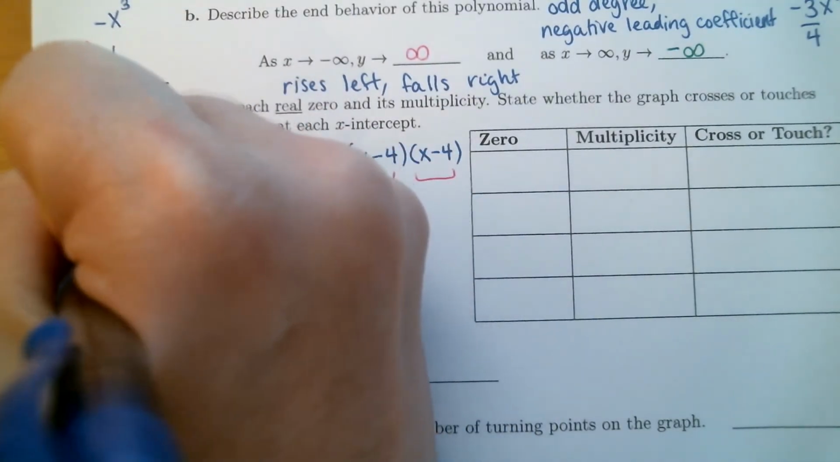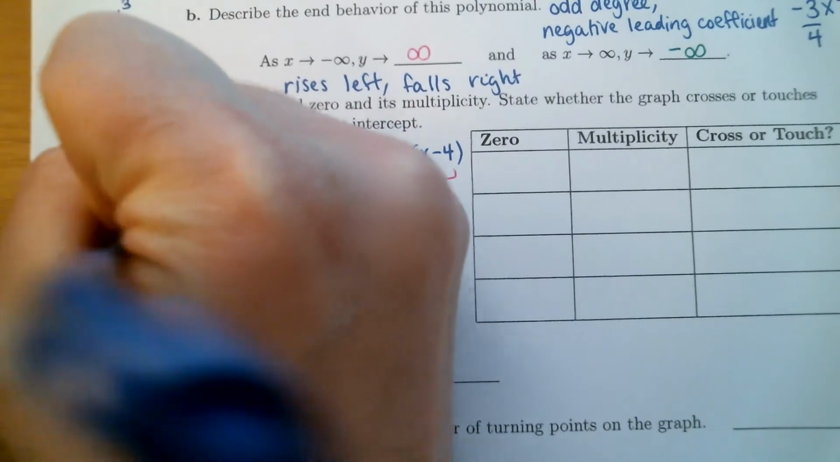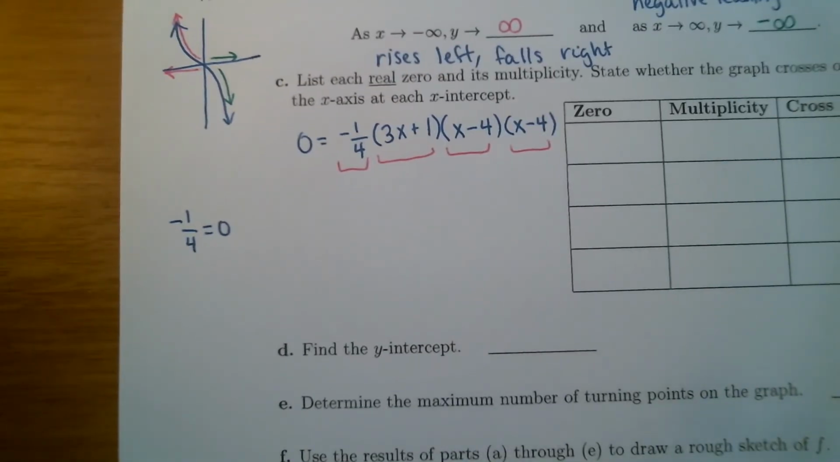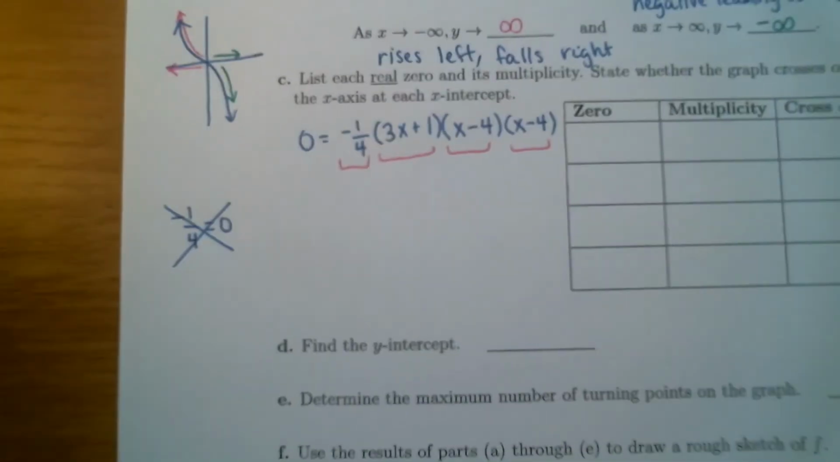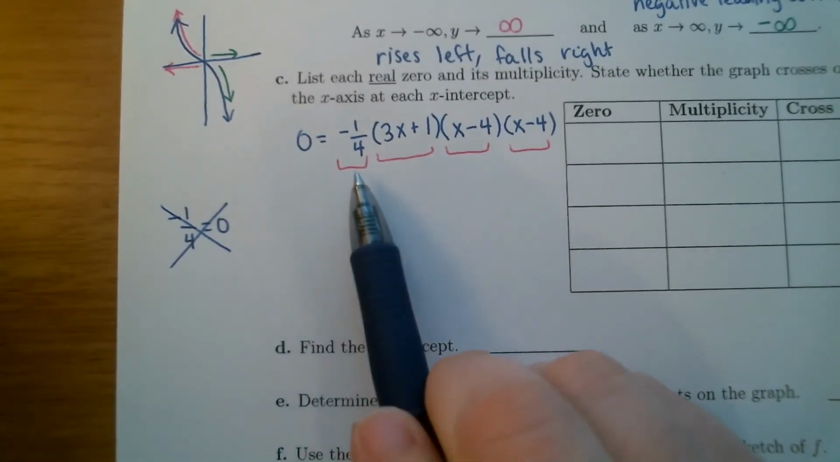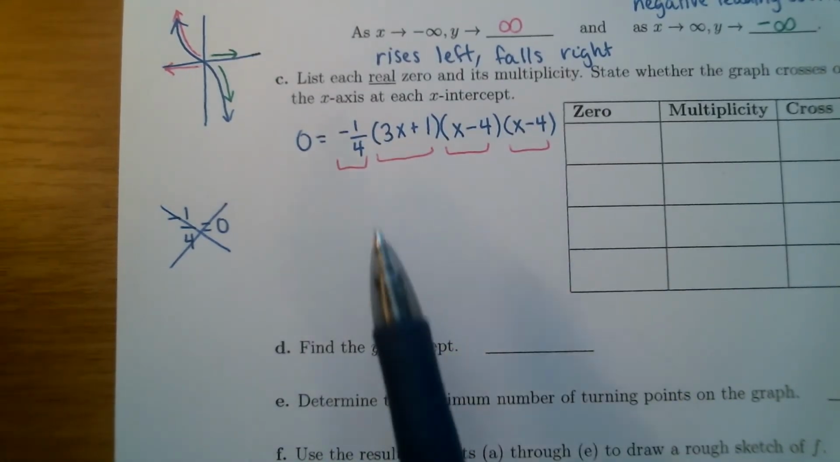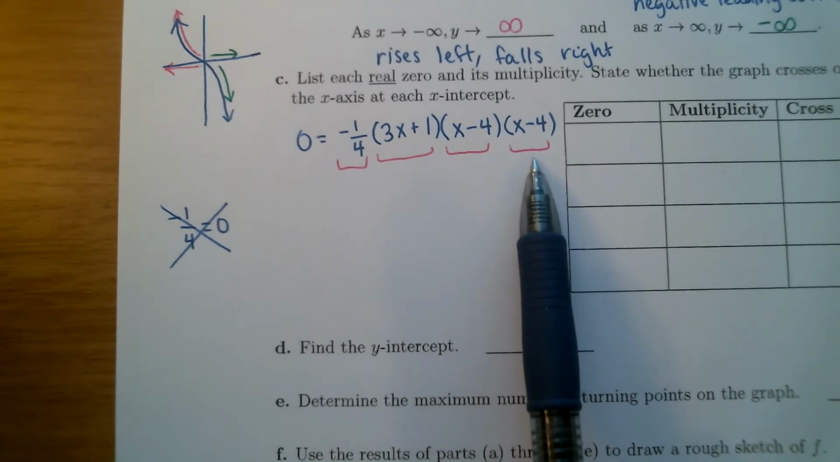So I'm going to go over here. I'm going to set negative 1/4 equal to 0. That doesn't make any sense. Negative 1/4 is negative 0.25. That never equals 0. So that doesn't make sense. We're going to ignore that. If you have a number out front, do not set it equal to 0. It doesn't make sense. Only take the factors that contain an x and set them equal to 0.